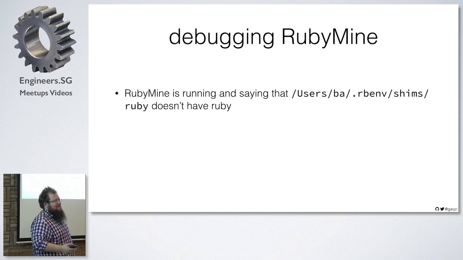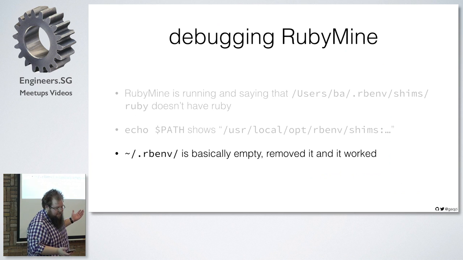So, we're running RubyMine. We're trying to run our test suite. We're running RSpec. And it keeps telling me Ruby doesn't have a Ruby. Well, I can see that it's pointing to my shim folder, and we talked about how shims work. So I looked in my shims folder and there's actually no Rubies here. Then I checked the path where my shim folder is, and it points to the one that's installed by Homebrew. So remove the .rbm in the home folder and all of a sudden RubyMine starts working, because it's all about the path.